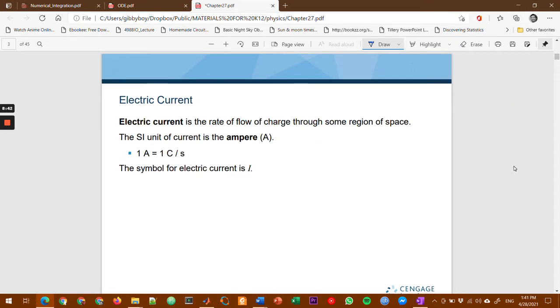So for your electric current, technically it is the rate of flow of charge through some region in space. And the SI unit of current is given by this, ampere. Okay? So ampere, that would be pila man ang charges nga ni flow per given amount of time, per second. So pila ka coulomb per second. And the symbol for electric current is given by I. Okay? So I na siya.